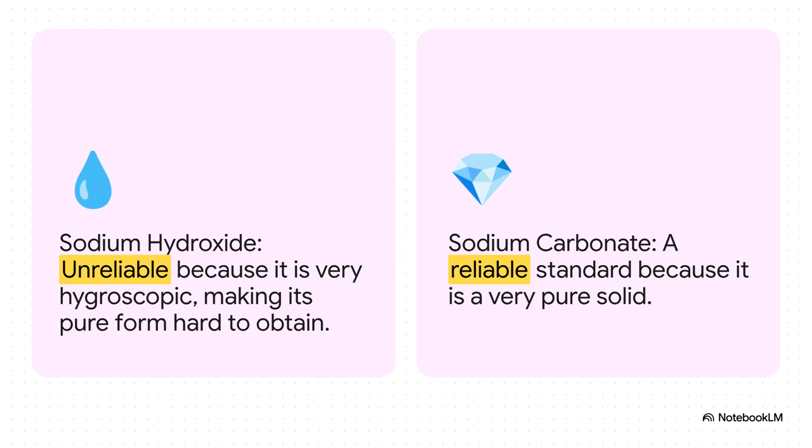On the left, you've got your unreliable witness, sodium hydroxide. It's highly hygroscopic, which is just a fancy way of saying it loves to suck water right out of the air. So when you try to weigh it, you're also weighing a bunch of invisible water. That means its concentration is always changing. Totally unreliable. But on the right, we have our reliable clue, sodium carbonate. It's a pure, stable solid. You can weigh it out perfectly, which means you can create a standard solution that you can trust completely.